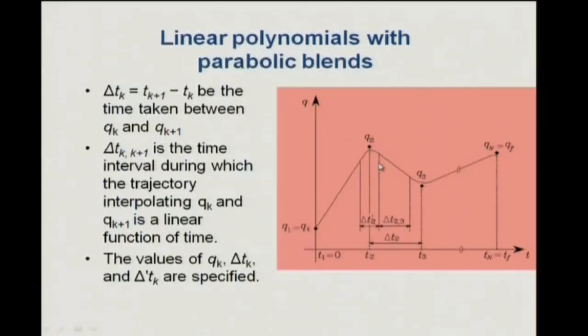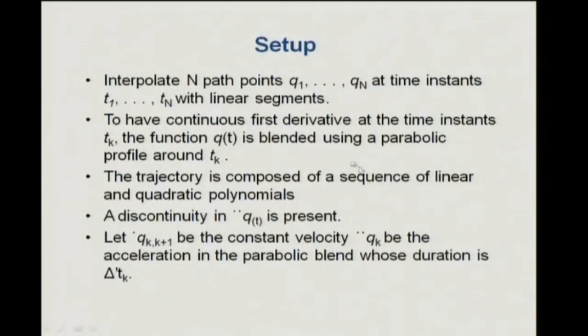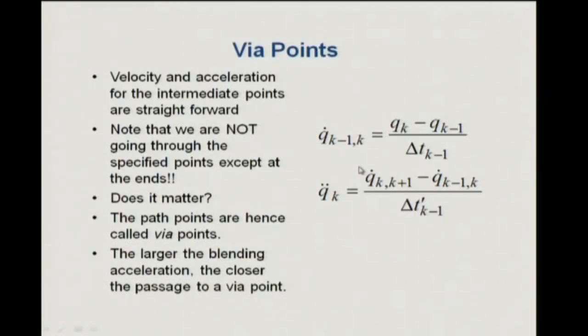Yes and no. So, there is a slight deviation, and if you reduce the delta T prime, the area around this, if you reduce this area, then it will get closer and closer to Q2. The more you increase the area, the further it will go, but your acceleration requirement there will reduce. And so, these points which we specified, they are called via points.